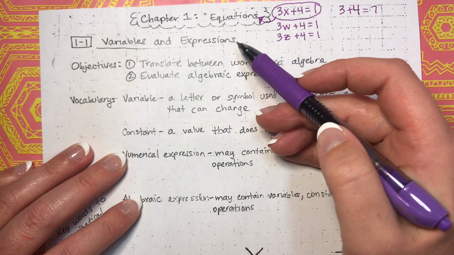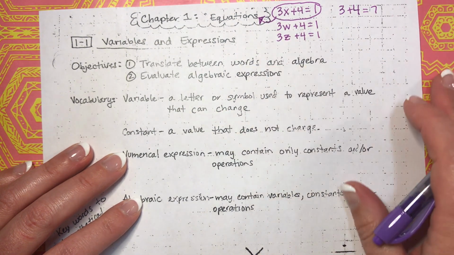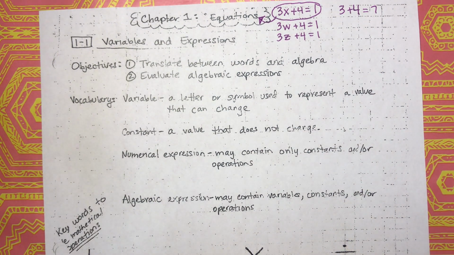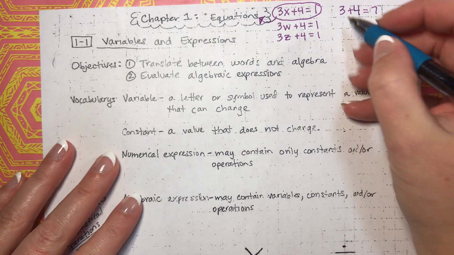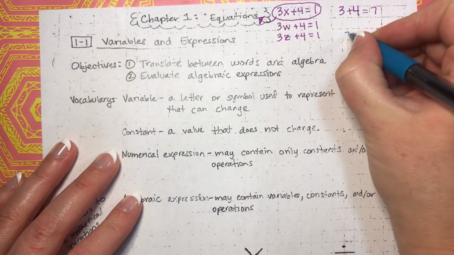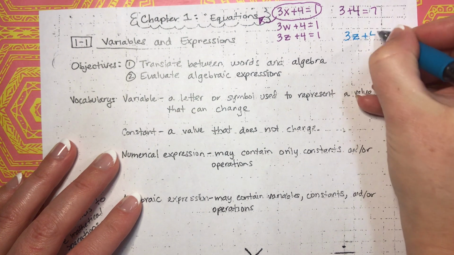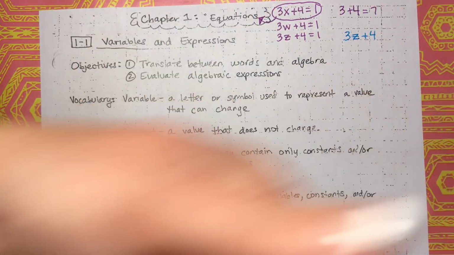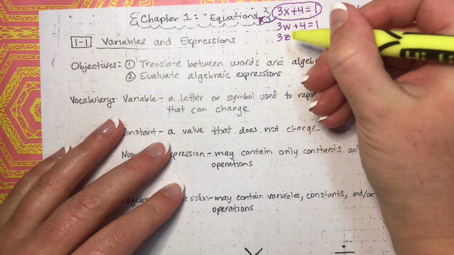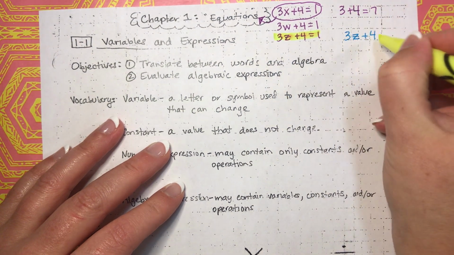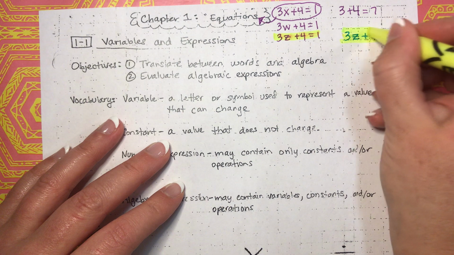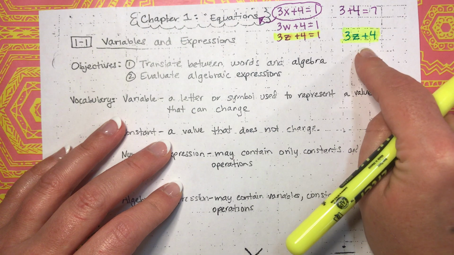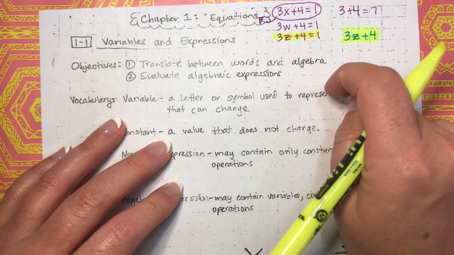The third is an expression. Now, if we know what equations are and we know what variables are, what is an expression? An expression is something like this. It could just be 3z plus 4. Now, what's the difference between 3z plus 4 equals 1, and 3z plus 4? What's the difference? And you're right, the difference is the equal sign. So expressions don't have equal signs, and equations do have equal signs.